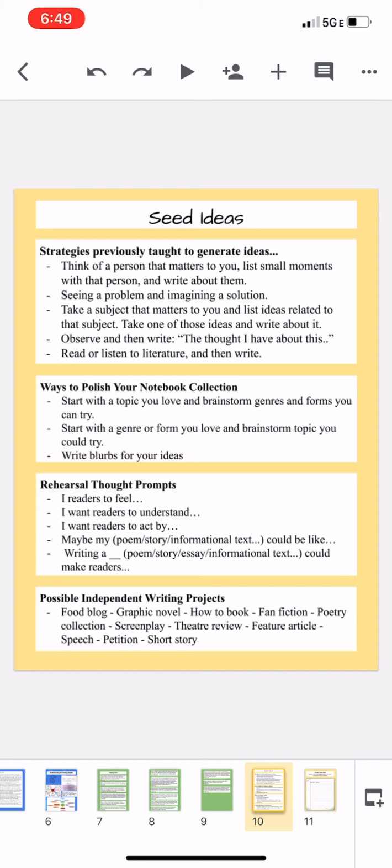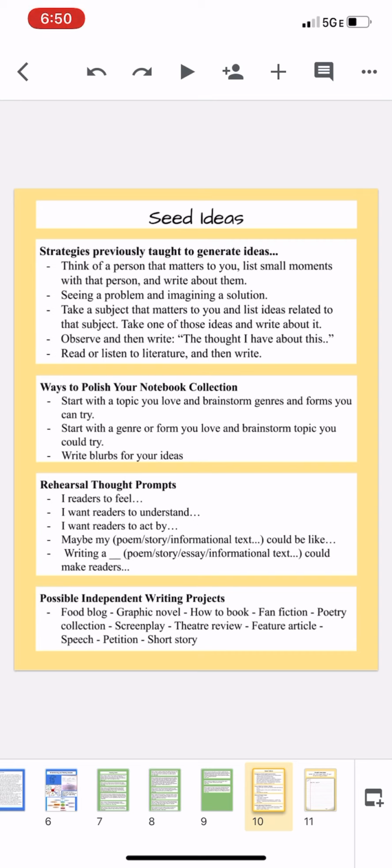Think of a person that matters to you, list small moments with that person, and write about them. Narratives are always a really good option. Of course, you could do fan fiction of characters from other books that you've read or movies you've seen and write a narrative about that character having an adventure. I know that you can do small moment stories. You guys have learned those small moment narratives. We've done personal memoirs. You could also just see a problem and imagine a solution. Maybe you write a how-to about solving this problem.